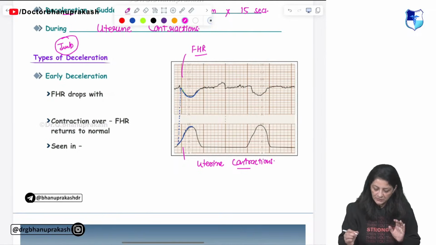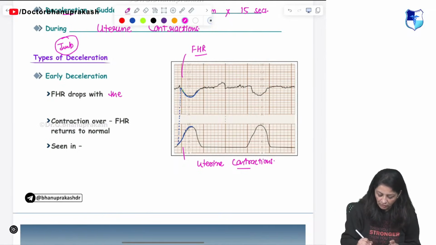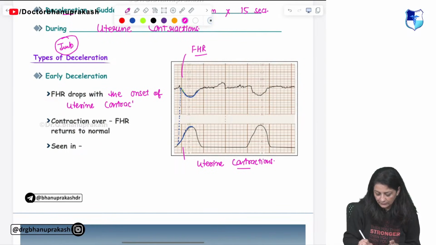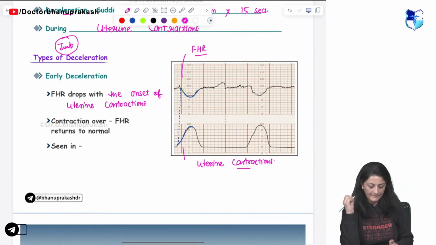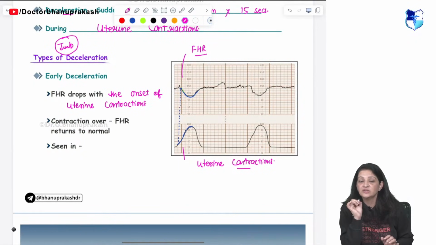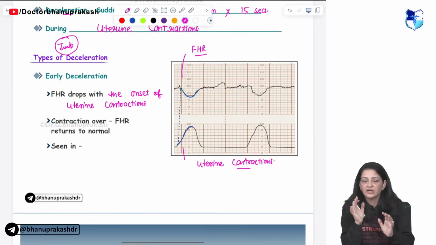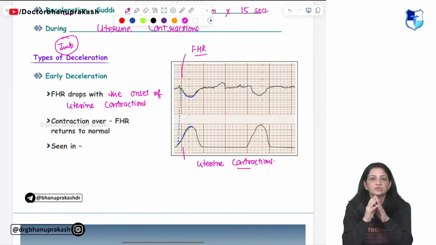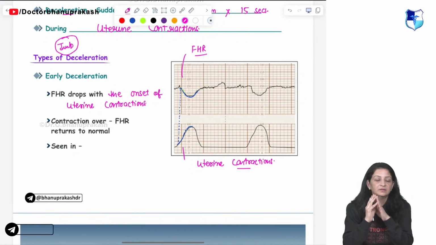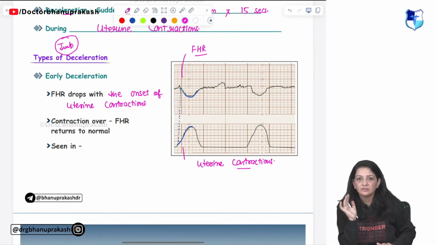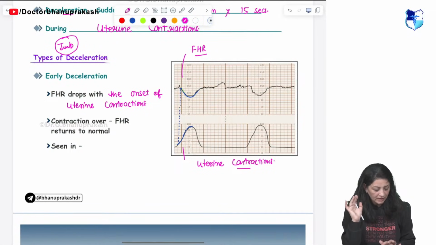Fetal heart rate drops with the onset of uterine contraction. Contraction over, fetal heart rate returns to normal. Deceleration means a drop during uterine contraction. So NST is done during the antepartum period, and CTG is done during intrapartum, so when the patient is in labor.